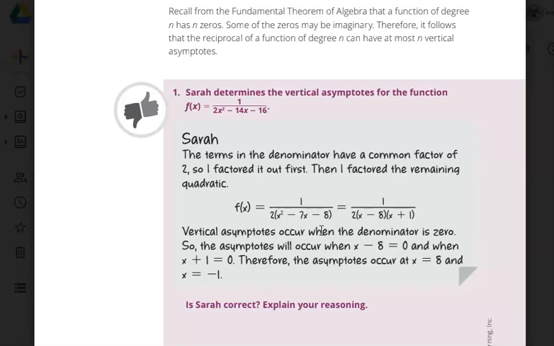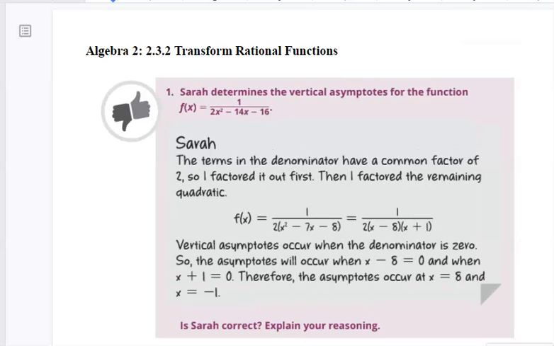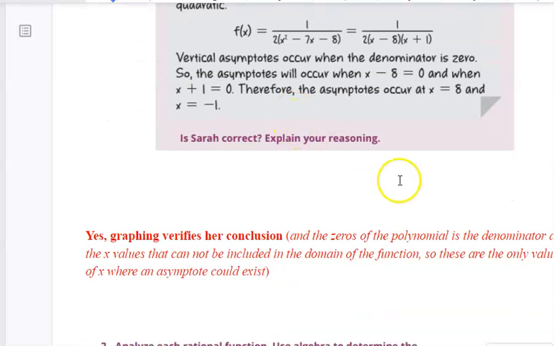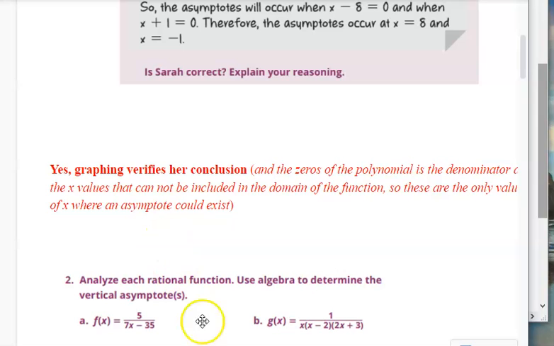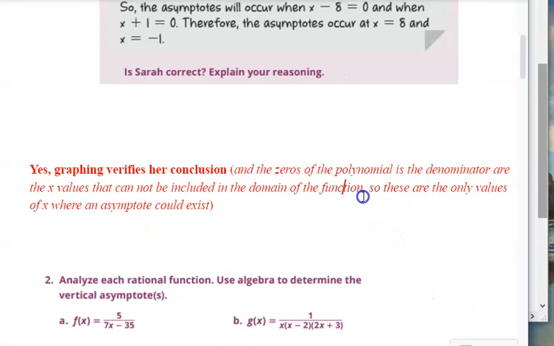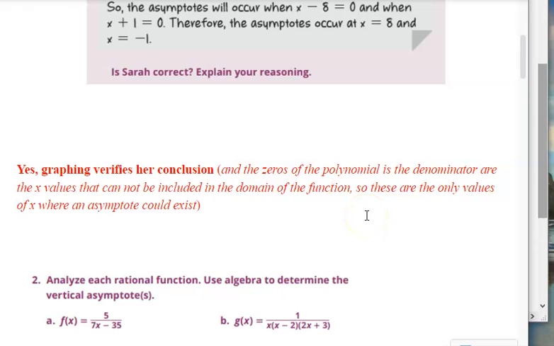And then also she set each of her factors equal to 0, but not the 2, because 2 is just a constant. But she set her x minus 8 equal to 0 and solved that. And she got x equals 8 and x equals negative 1. And she says there's vertical asymptotes at those two numbers, at x equals 8 and x equals negative 1. Is she correct? Well, she actually is correct. The zeros of this polynomial are the x values that cannot be included in the domain of the function.